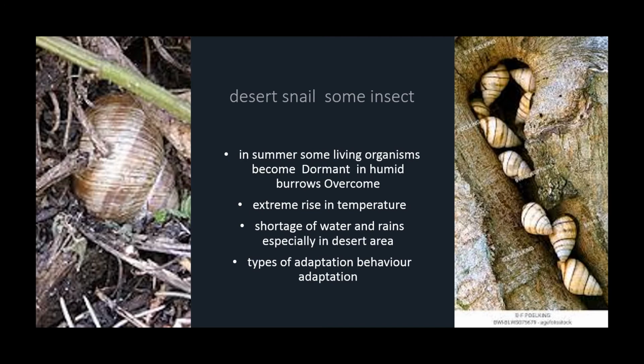So we have examples about it. We have the desert snail or insect, like these pictures, we have snails. We can find them dormant in a humid burrow. Humid burrow means wet burrow, wet soil, to overcome extreme, a very high temperature, and shortage of water and rains, especially in desert areas. The type of adaptation is behavior adaptation.